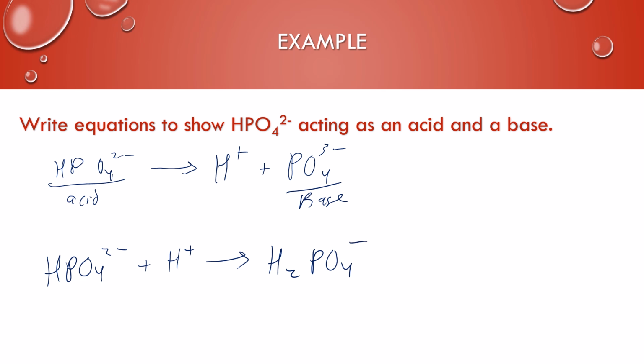Now your charges should always be the same on both sides, so that's another place where you can look to double check yourself. So this is a 2- charge on the left, and +1 and 3- gives us a 2- charge on the right. So that works. And then for our other equation here, where it's acting as a base, I have a 1- charge overall and a 1- charge overall, so that works out. This is our acid. So it is amphiprotic because it can act as both an acid and a base.